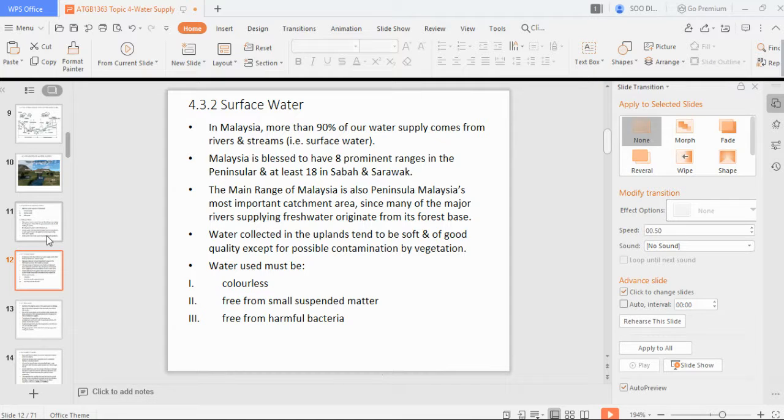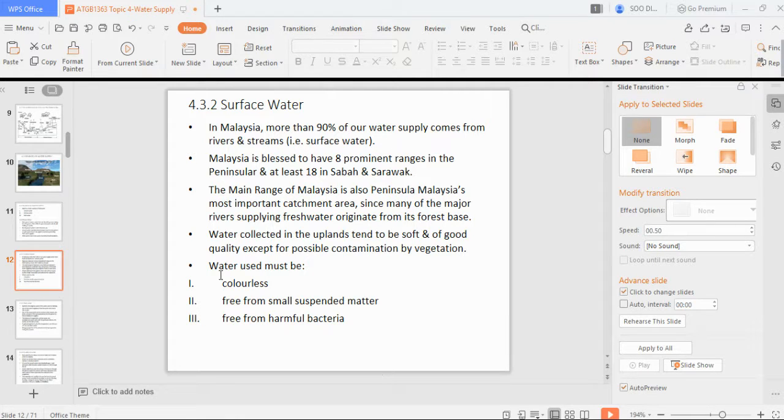Okay, so next is our surface water. Surface water is where most of our water supply comes from, mostly from rivers and streams lah. As mentioned before, Malaysia is very blessed to have a lot of water supply which comes from the rivers and streams. And we want to try to collect the water from upstream lah. The way we collect the water is by building a dam, by building a catchment area.